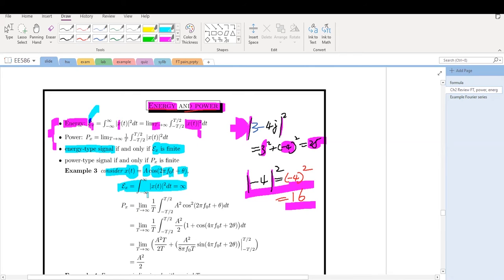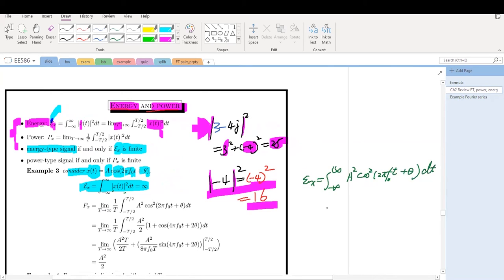In this case, it's easy to see the energy goes to infinity because, as I said, this is a real signal, so the energy equals the integral of the real signal squared, A squared cosine squared of (2 pi f naught t plus theta) dt. Everything here is positive. A sum of positive numbers from minus infinity to infinity, through the whole real line, of course goes to infinity, right?